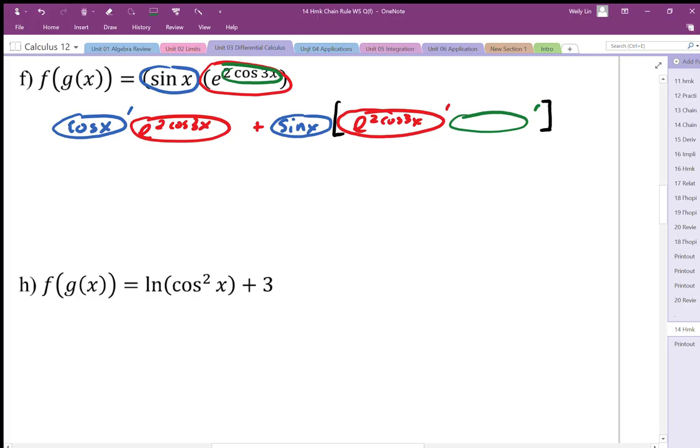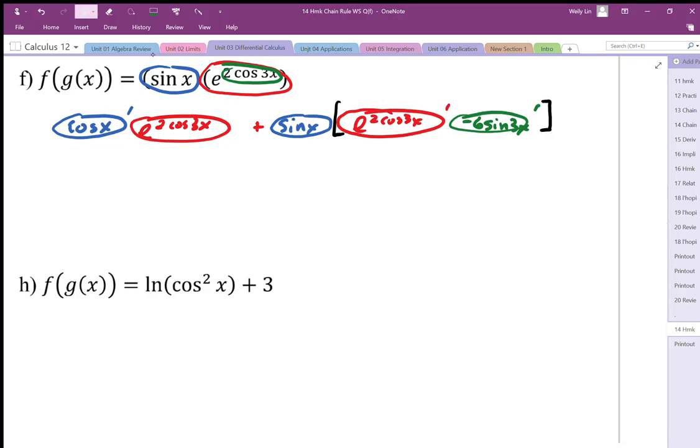I then differentiate the inside of this. I end up with negative 2 times 3, so it's going to be negative sine. So negative 2 times 3 is negative 6 sine, and make sure we keep that 3x. So there's my derivative.